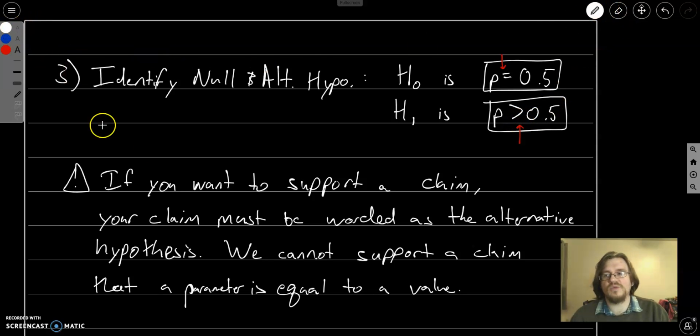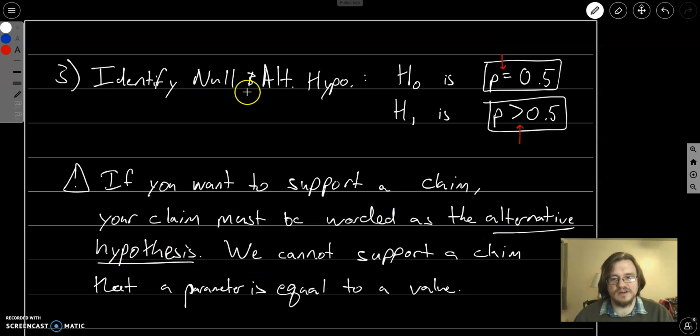And whenever we want to support a claim, so if we were trying to prove that P is greater than 0.5, we want it to be the alternative hypothesis. The alternative hypothesis is the one that you are supporting, the one that you believe to be true. The null hypothesis is the one that you hope your study shows is wrong. So if we were conducting this experiment, conducting this study, we would say, oh, P is equal to 0.5, and then we'd go through the steps of saying, this is not true. Therefore, our alternative hypothesis is true.